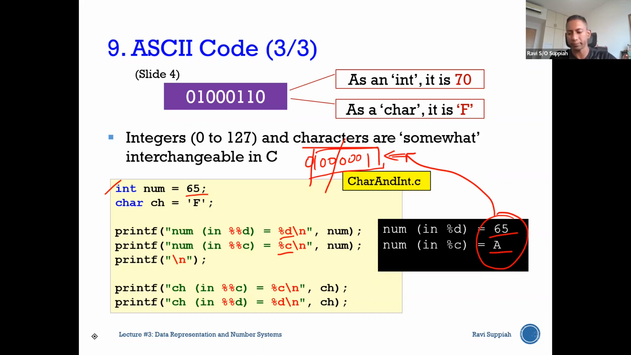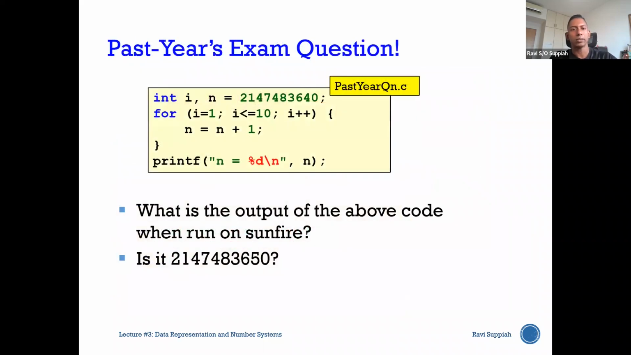So that is always important. Okay, so that is where we stopped last week. So this was a past year exam question.